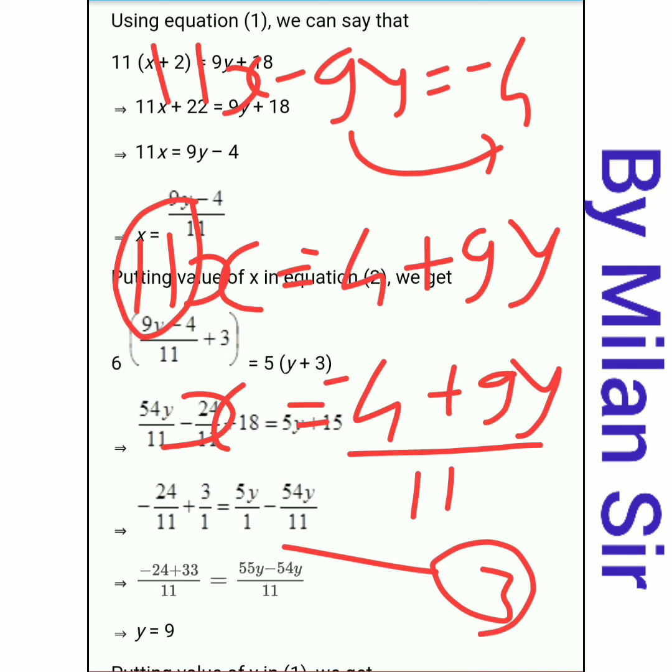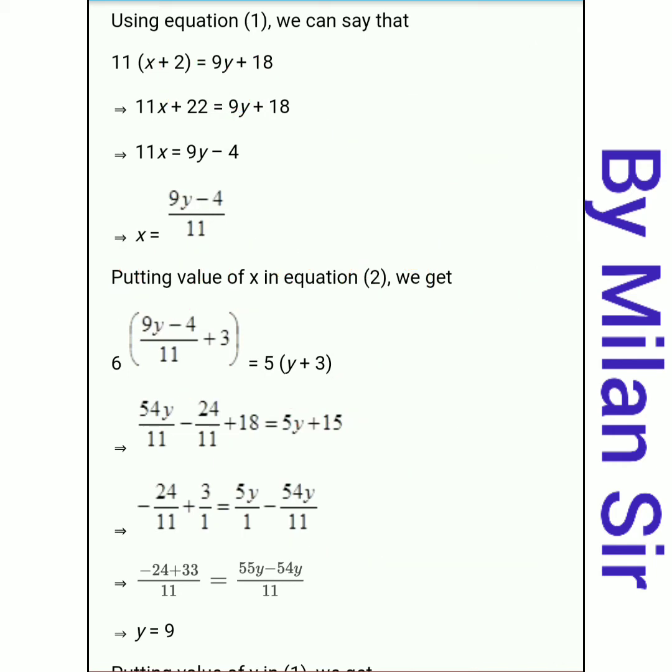Okay, then what do I need to do? I need to put this value of x in equation number 2, because I am getting this value from equation number 1. So I need to put this value in equation number 2. So what is our equation number 2? Our equation number 2 is 6x minus 5y is equal to minus 3.